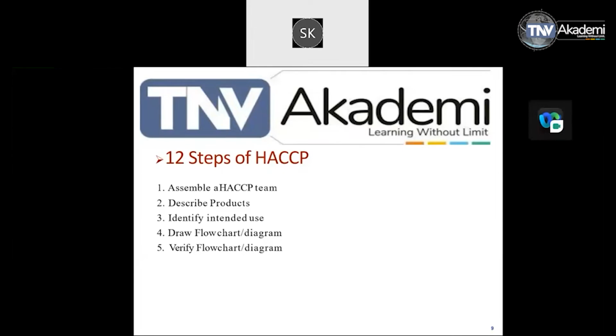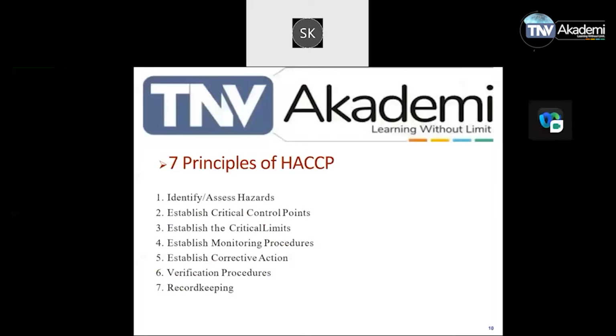So these are the first 5 steps of the HACCP plan. One is assemble the HACCP team, then describe the product, then intended use, then flowchart diagram, then the fifth one is the verification of the flowchart diagram. After the five steps of HACCP, there are seven principles. I have already explained the 12 steps of HACCP. So out of 12, five are the steps and seven are the principles.